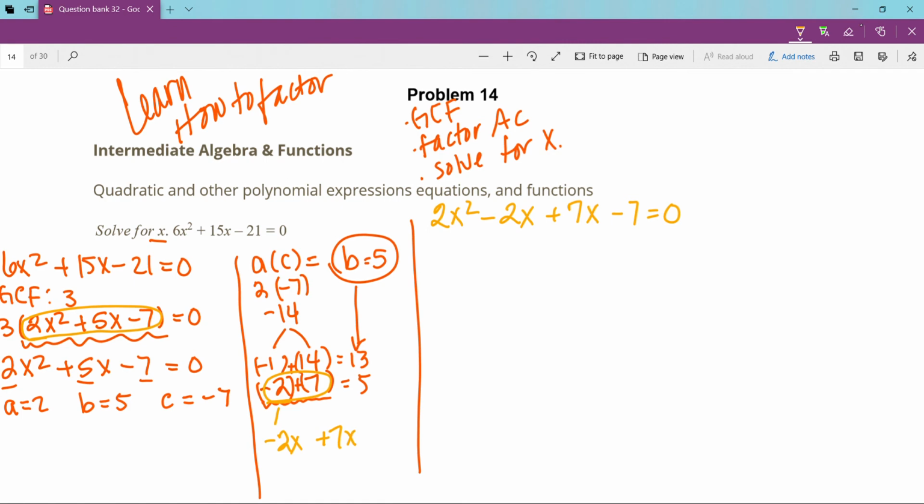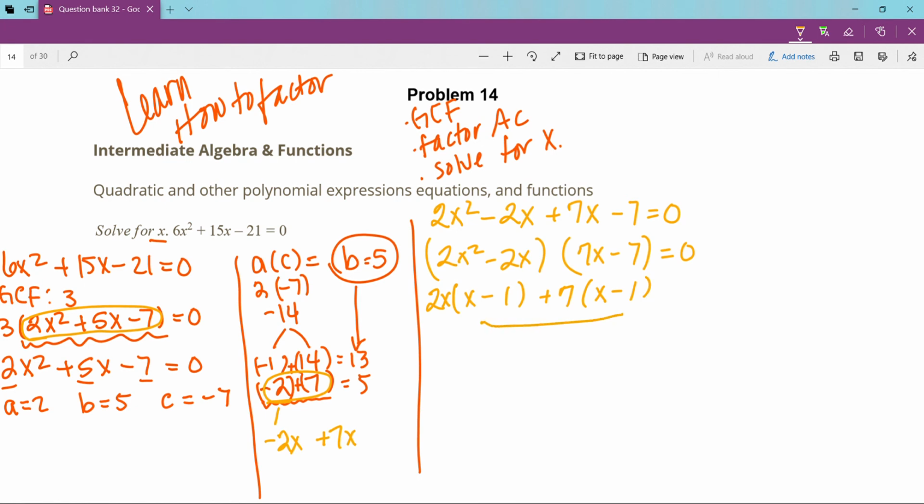So now I group 2x squared minus 2x, 7x minus 7, and then I factor, take out a 2x, and I'm left with x minus 1. Take out a 7, it's a positive 7, I'm left with x minus 1. When these two groups are the same, that's your first linear factor, x minus 1, and then whatever's left over, which is 2x plus 7, that's your second linear factor.